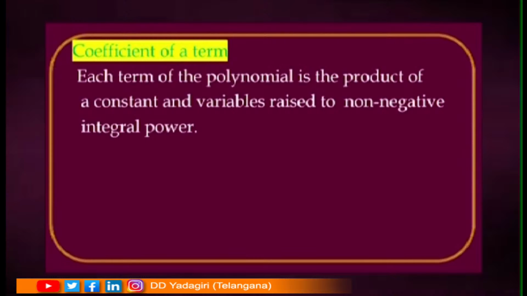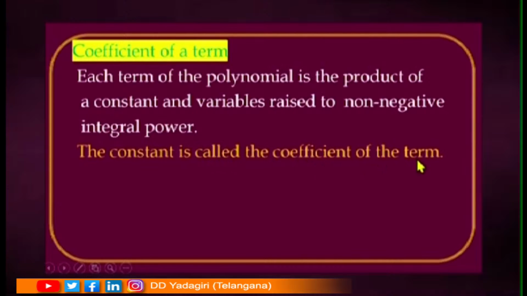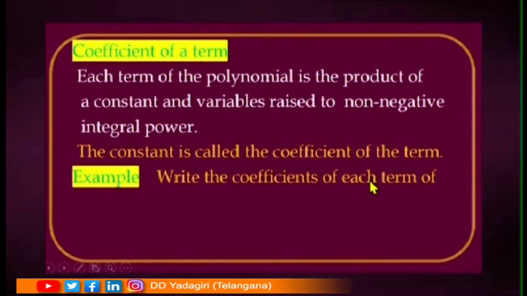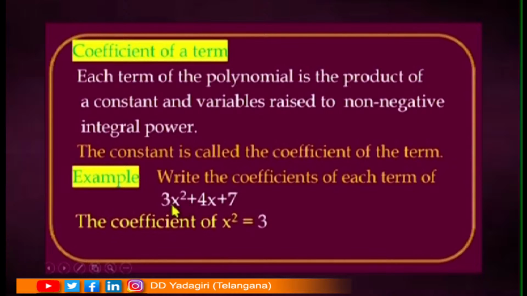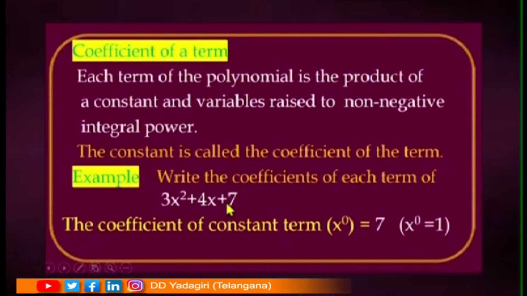Now we discuss an important term called the coefficient of a term. Each term of the polynomial is a product of a constant and variables raised to non-negative integral powers. So the constant is called the coefficient of the term. We take the coefficients of the terms in 3x square plus 4x plus 7. So here we have 3 terms. 3x square is one term, 4x is one term, and 7 is one term. You want to find the coefficient of x square. The coefficient of x square is 3. The coefficient of x is 4. And 7 is a constant term.